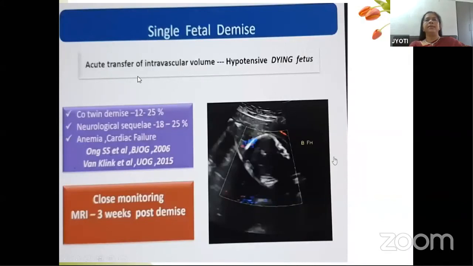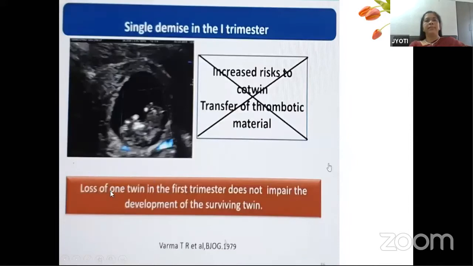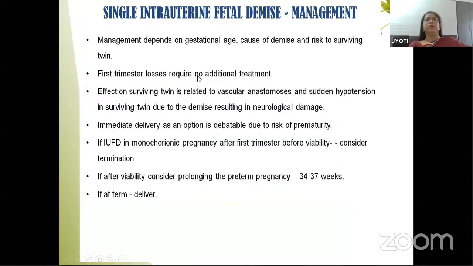Single fetal demise happens because of acute transfer of intravascular volume. So there can be a co-twin demise in 12 to 25%, neurological sequelae in 18 to 25%, anemia, cardiac failure. For these, what you need is close monitoring and MRI 3 weeks post-demise. We know that if it happens in the first trimester, it does not impair development of the surviving twin. So the management depends on at which age the demise has happened. If it is near to the term, it's better to terminate. If it is very early, you may have to take other methods.